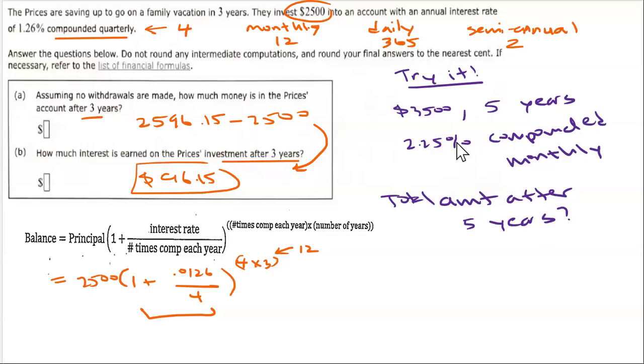All right, so I made this one up here similar to the previous one we just did. So this one is $3,500 investing over 5 years, and it's compounded monthly at a rate of 2.25%. Okay, see if you can figure out the total amount after the 5 years.